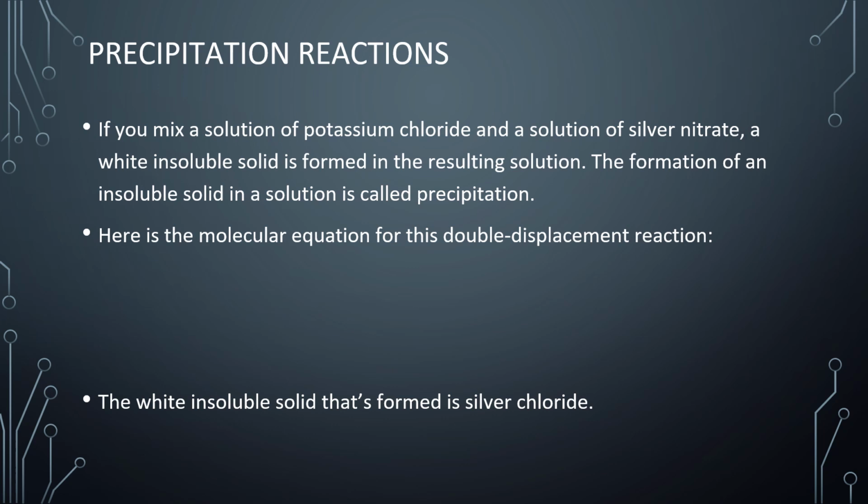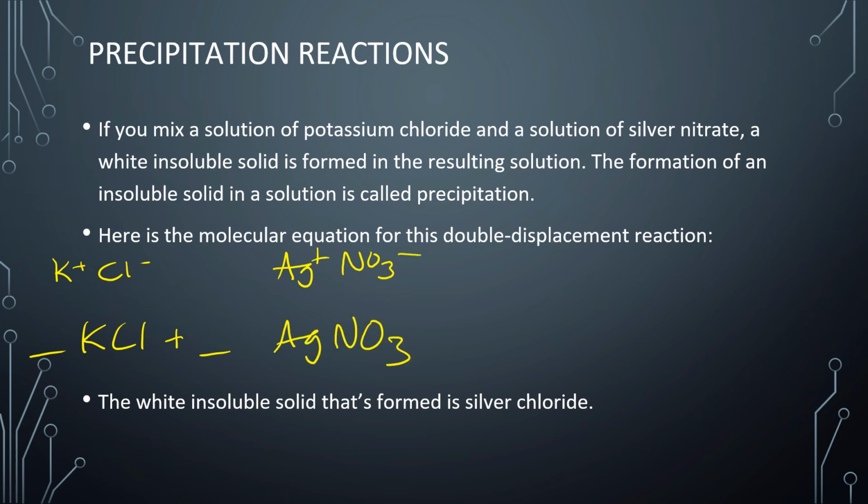So a precipitation reaction. So this is an example. Remember, two things are switching places. So we have potassium chloride, K plus, Cl minus, so KCl. We have silver nitrate, that's Ag plus, NO3 minus. Those crisscross is AgNO3. And I'm going to tell you that you are going to make something.